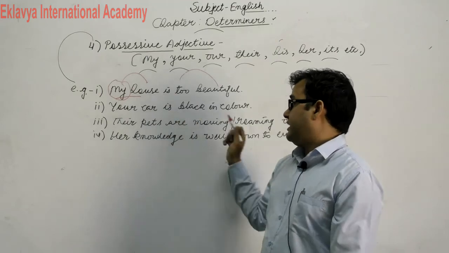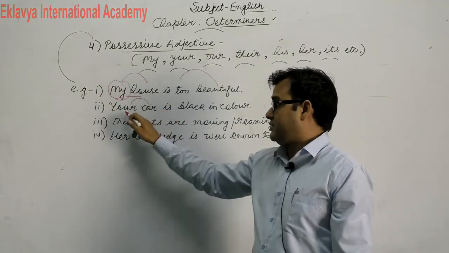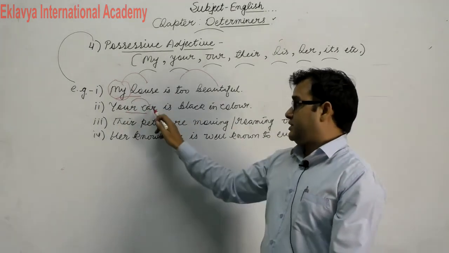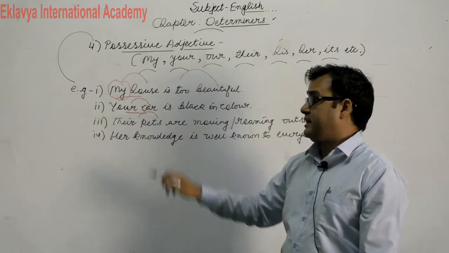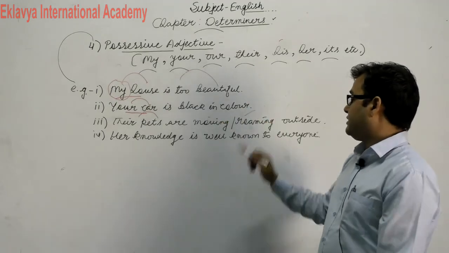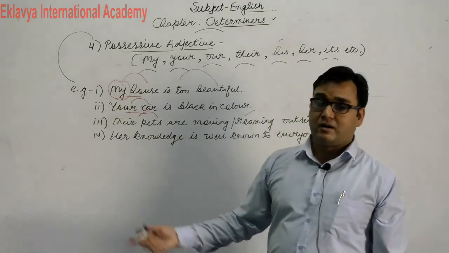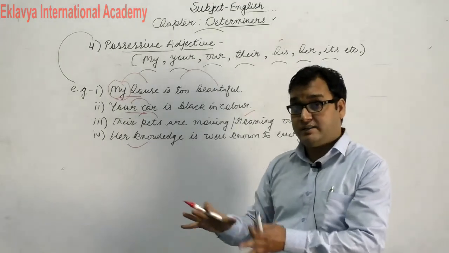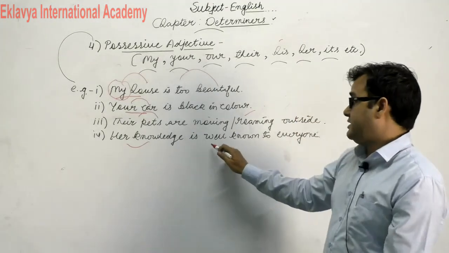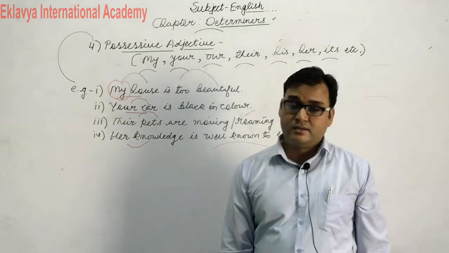Your car is black in color, तुम्हारी कार. Your car, possession है. Okay, कार किसकी? Your, तुम्हारी. Your car is black in color. Their pets are moving or roaming outside. उनके जो pets हैं बाहर घूम रहे हैं. Okay, her knowledge, किसकी knowledge है? Her knowledge है, उसकी knowledge है, possession है. Her knowledge is well known to everyone. उसका ज्ञान जो है सभी के लिए well known है.